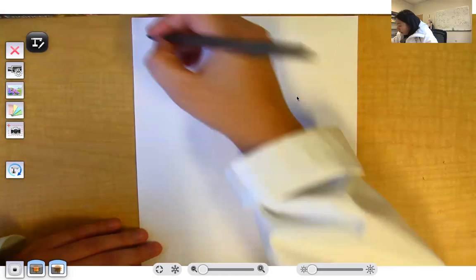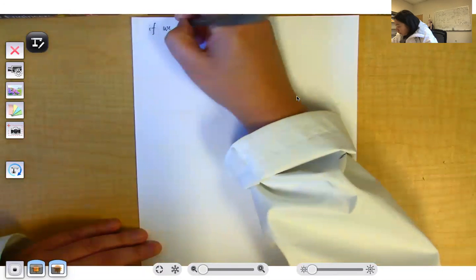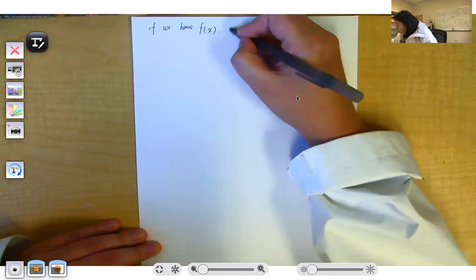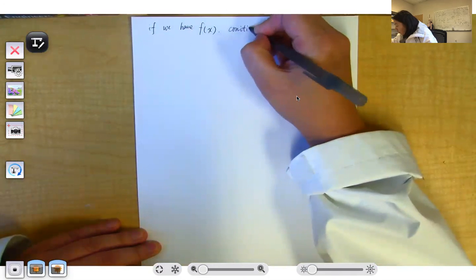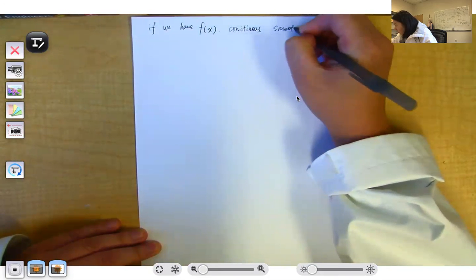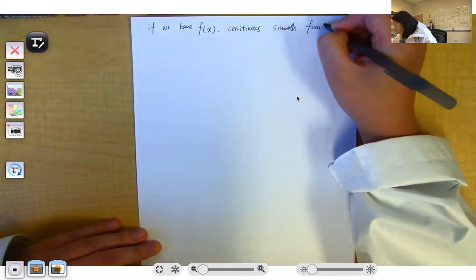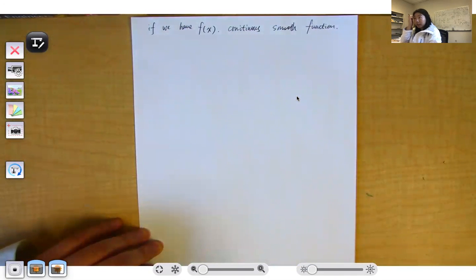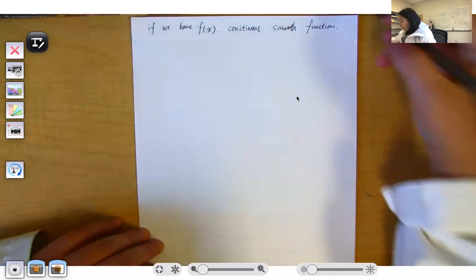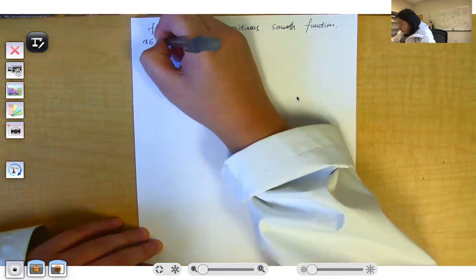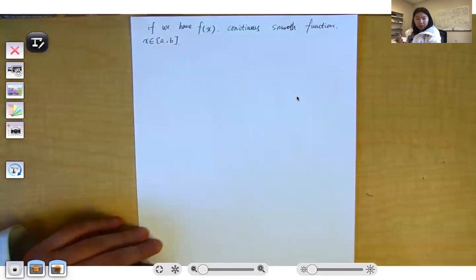So if we have f(x), which is a continuous, smooth function, which is in between the boundary conditions, which is the area of interest. For example, x belongs to a to b. For our example, it should be from 0 to L.